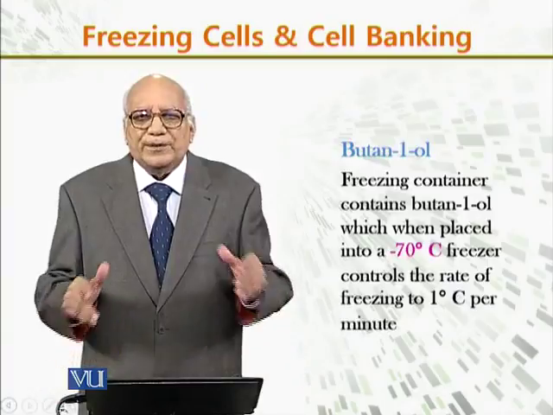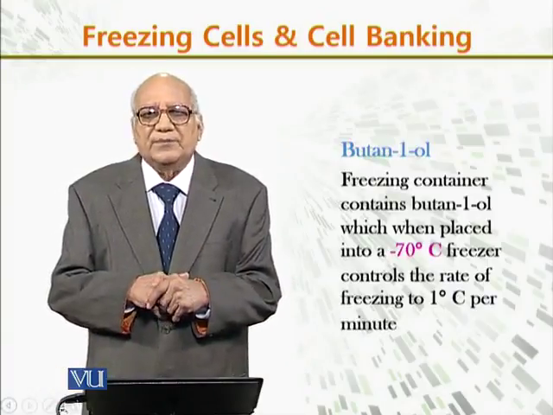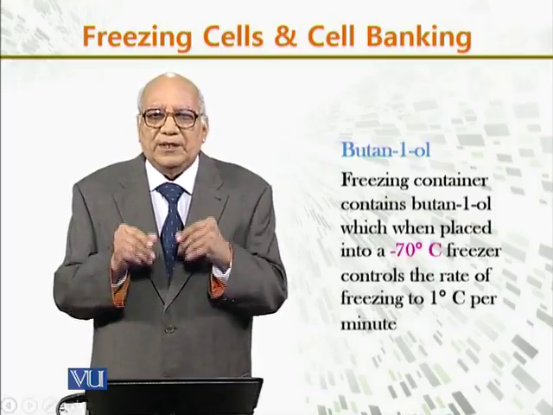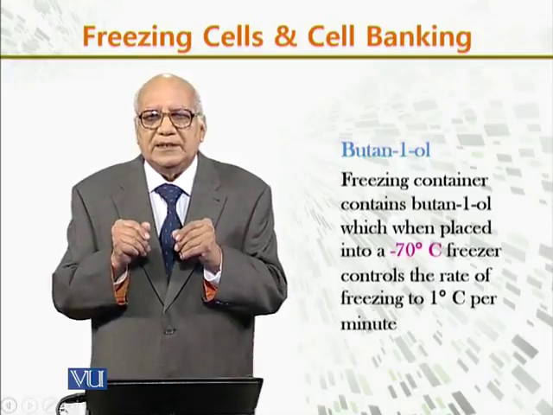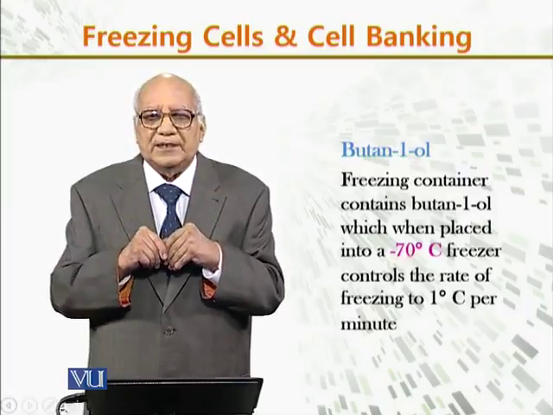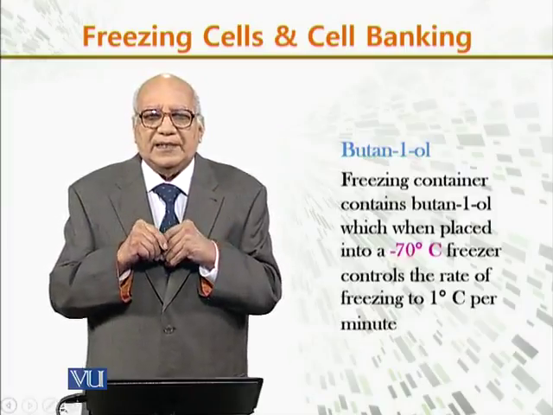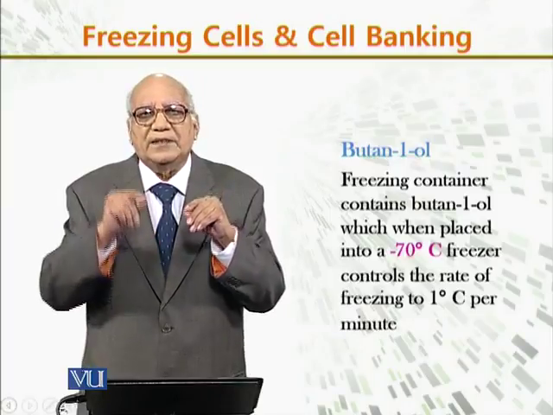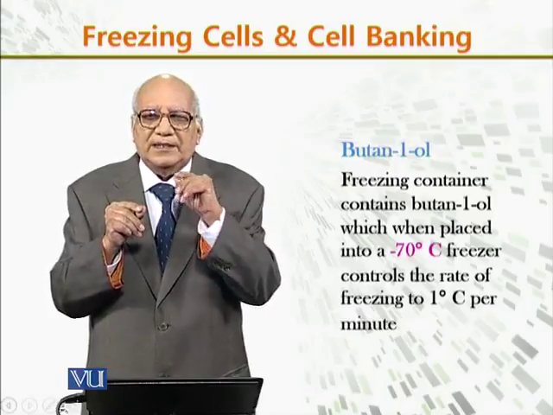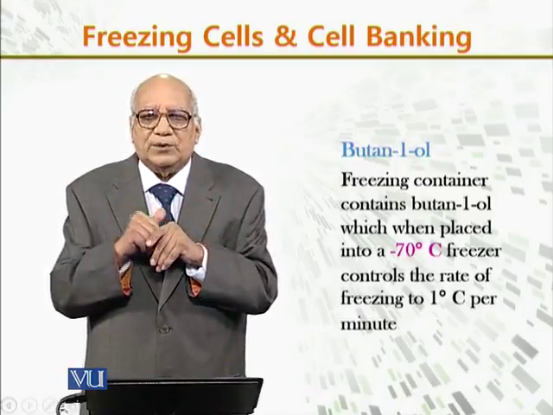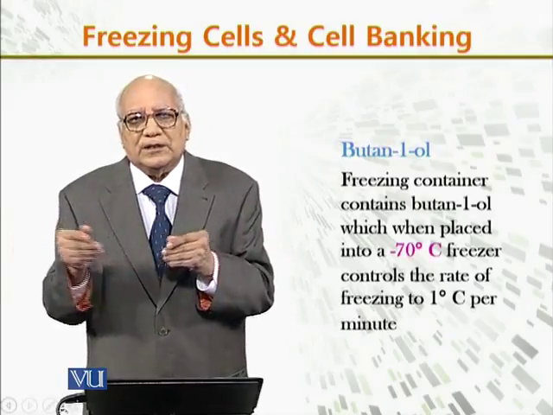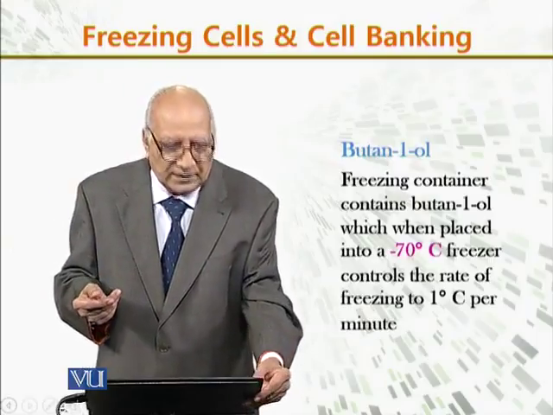Now, what are the freezing containers? Freezing containers contain butan-1-ol, which, when placed into a minus 70 degree centigrade freezer, controls the rate of freezing to 1 degree centigrade per minute. That is the control of the temperature, freezing at 1 degree centigrade per minute. It controls the rate of freezing. It is not that it is immediately frozen and the whole cell structure is destroyed.